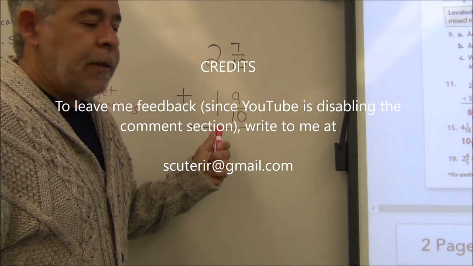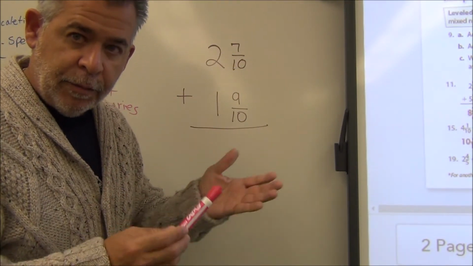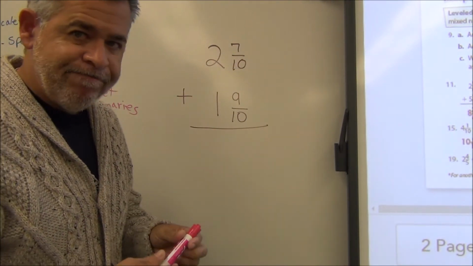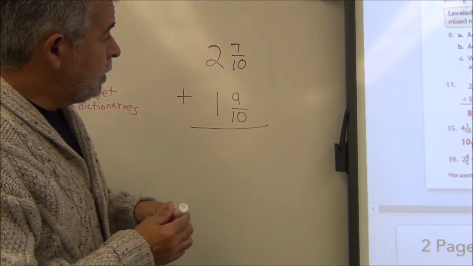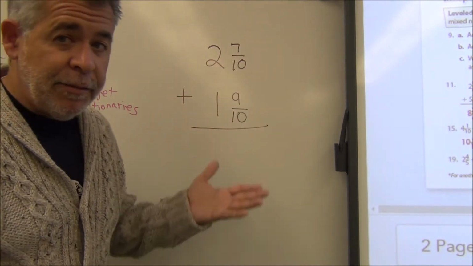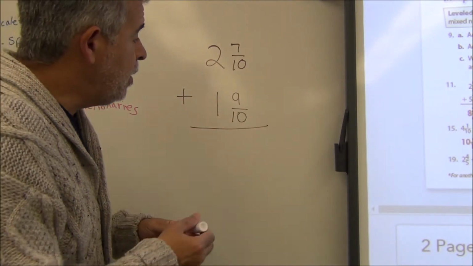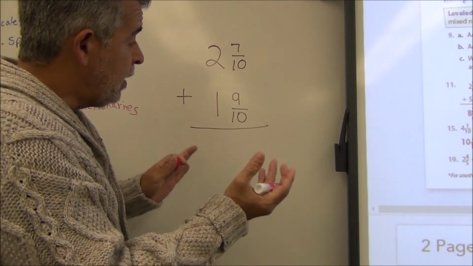Now I'm going to show you how to add mixed numbers and what to do when you end up with an improper fraction in the mixed numbers. So over here we have two mixed numbers, and luckily the denominators are already the same, so I don't have to worry about that part. And the denominators are the same. We can just go ahead and add.